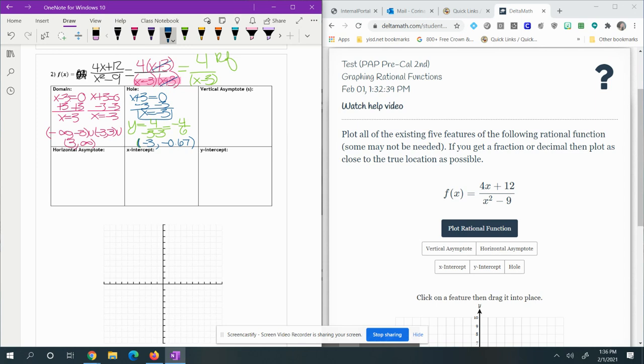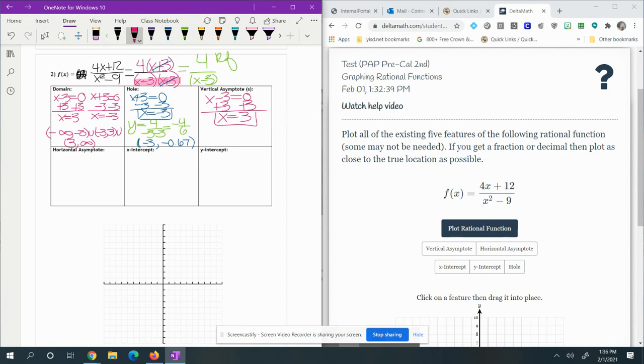So on the next part, we have a vertical asymptote. My vertical asymptote is a term that did not cancel out. So the term that didn't cancel out was the x minus 3. We set that equal to 0 and solve for x. So plus 3 plus 3, x equals 3.